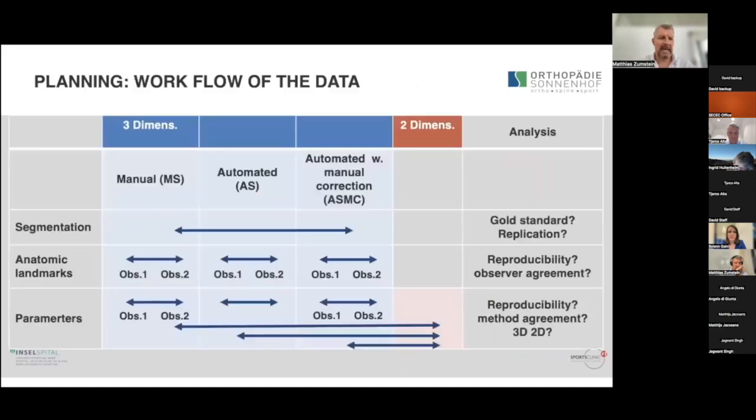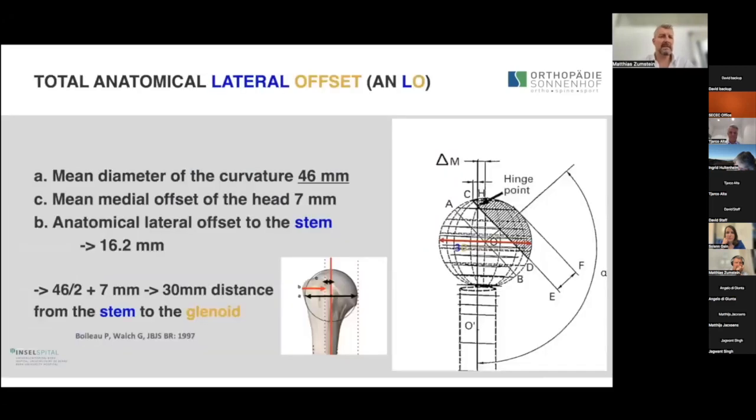So how do I plan? First, we have to understand that the first step when you upload the data is segmentation. And then the question is: is it manual, automatic, or automatic with manual correction? What is the gold standard, and what is the replication? Then the second step: what are the anatomical landmarks, like the coracoid tip, the superior border of the glenoid, the trigonum, the inferior border, and then you can define the parameters like inclination, version, or whatever. And for all of those parameters, it is important to know the reproducibility and the observer agreement and also the method agreement.